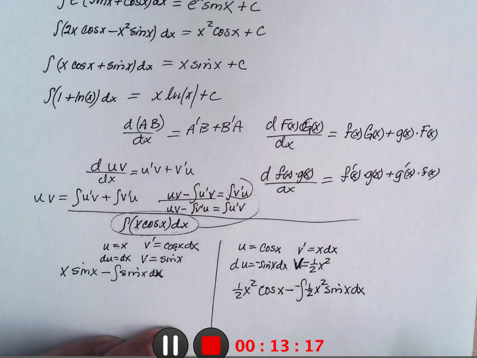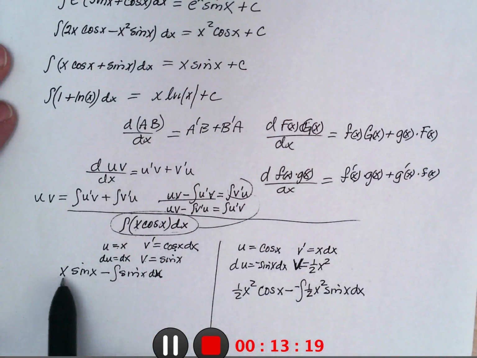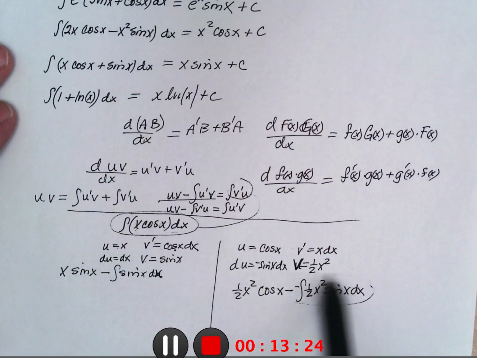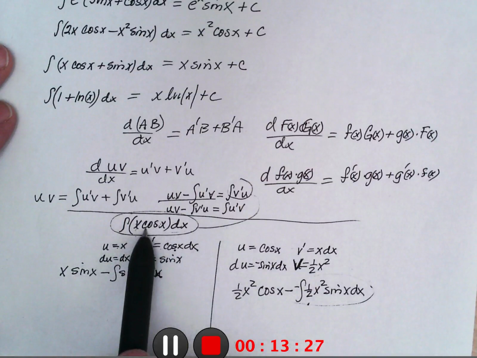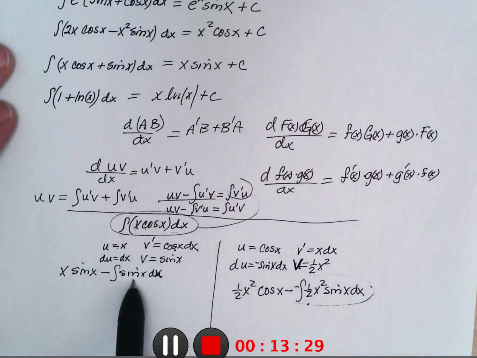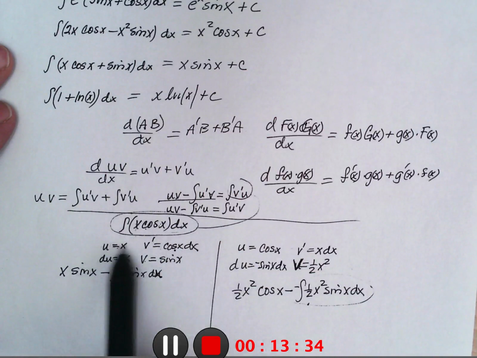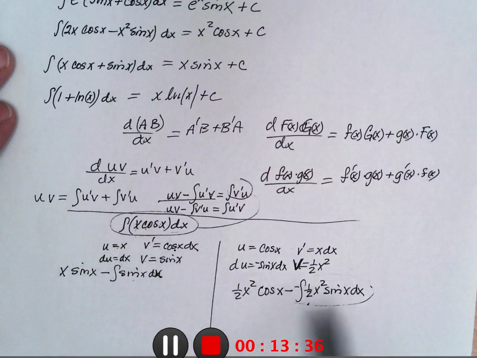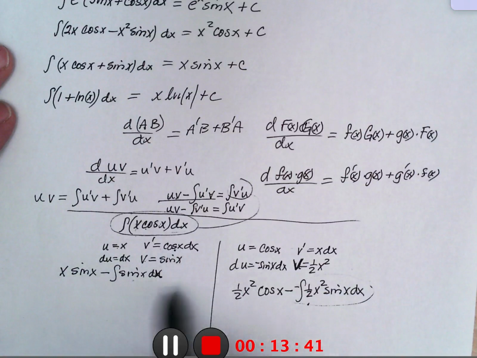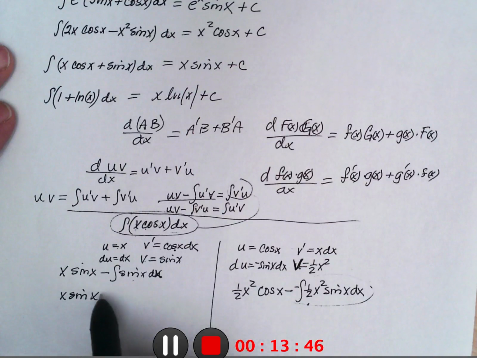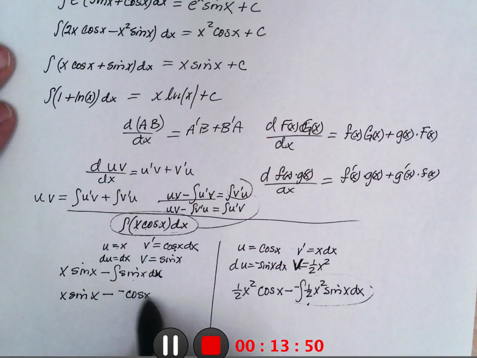So now I have to continue either doing this one or this one. This one looks more complicated than my original one. This one looks simpler than the original one. And that's because I needed to take the derivative of x, which is 1, as opposed to the antiderivative of x, which is 1/2 x squared. So I'm going to continue with this one, x sine x minus the integral of sine, which is negative cosine x, plus c.